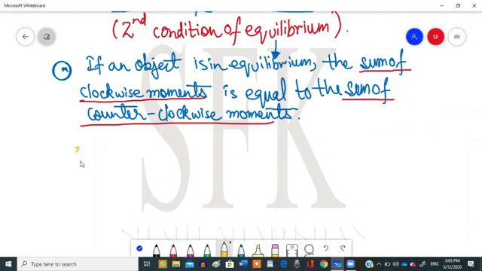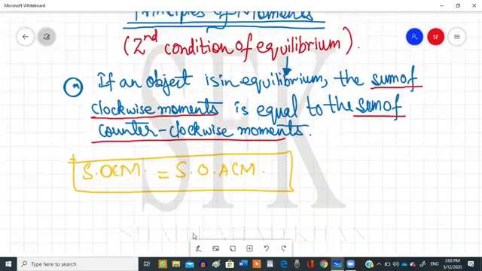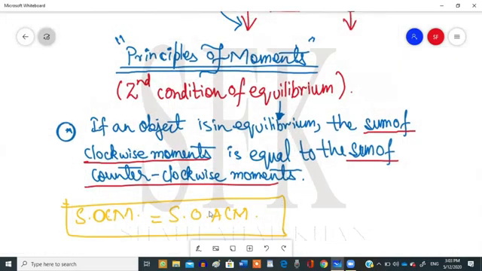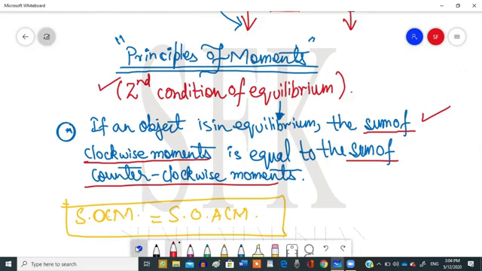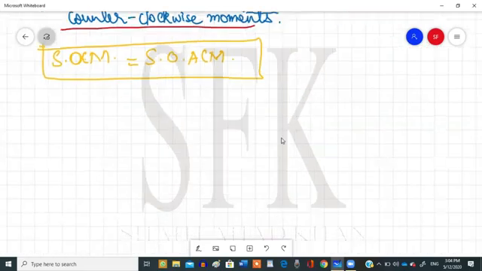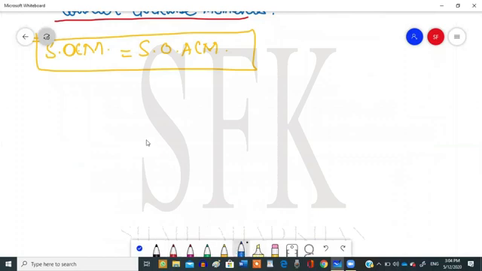Mathematically it can be written as: sum of clockwise moments is equal to the sum of anti-clockwise moments. So all the moments acting in the clockwise direction must equal the anti-clockwise moments. If a system obeys this condition, then it is obeying the second condition of equilibrium. But we cannot be certain whether that object is in equilibrium unless it also fulfills the first condition of equilibrium, which we are going to talk about in a bit. First, let's finish off the second condition of equilibrium.